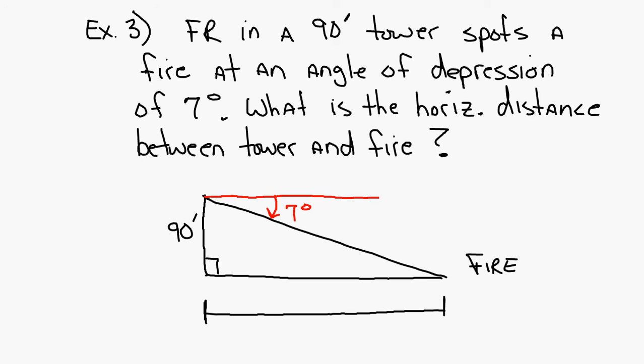Now, pay attention, please. This top red line, remember that angles of elevation and depression are formed by a horizontal line and a line of sight above or below the horizontal. This red line here is parallel to this horizontal line. They're both horizontal lines, so they're parallel to each other. So that means this line of sight is a transversal. And it makes this angle right here 7 degrees as well.